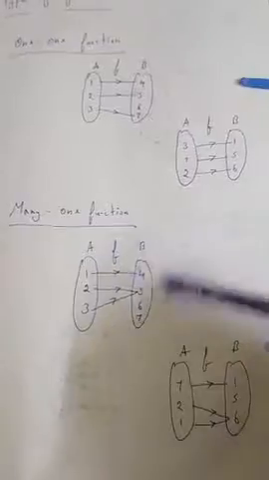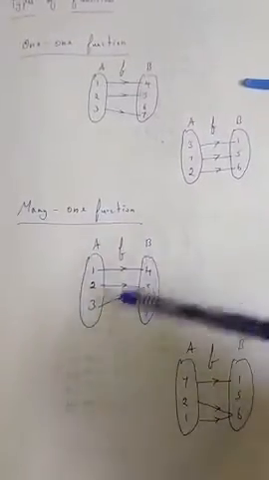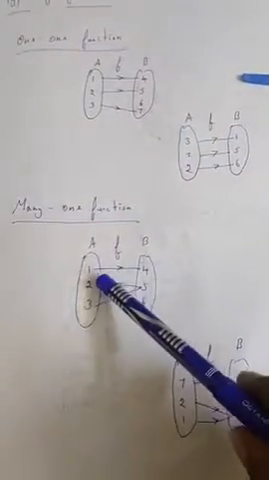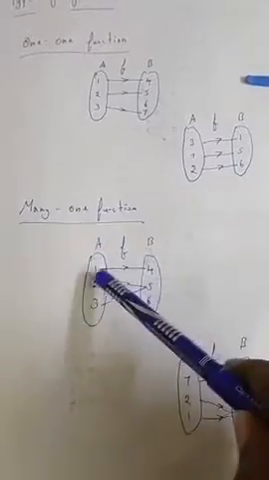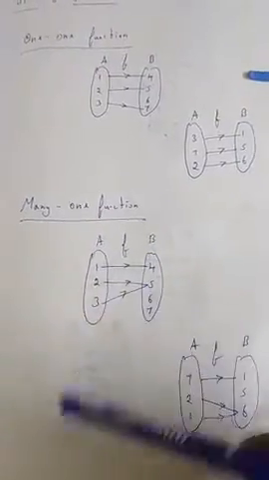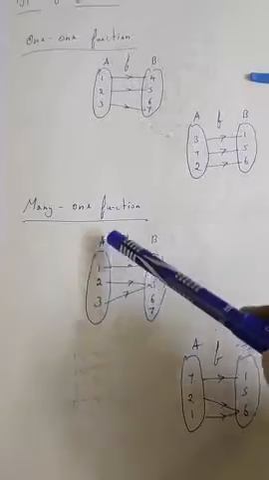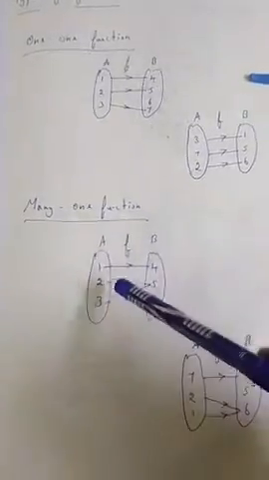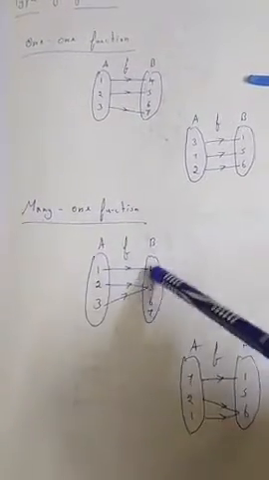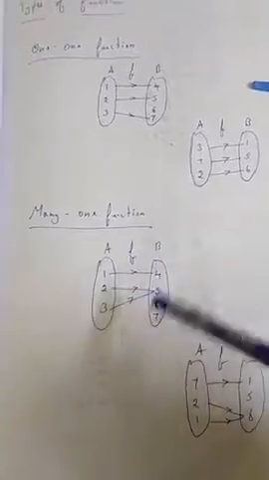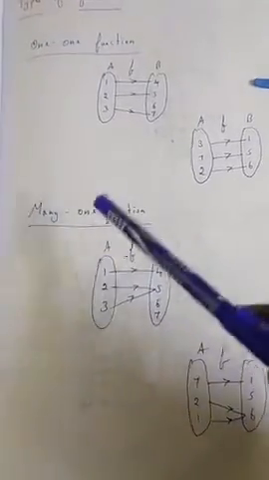So first of all, this is the example for a many-to-one function. First check whether it is a function or not. All the elements in the domain must have an image. Yes, 1 has an image, 2 has an image, 3 also has an image. The second condition is all the elements in the domain have only one image. Yes, 1 has only one image, 2 has only one image, 3 has only one image. Therefore, it is a function.